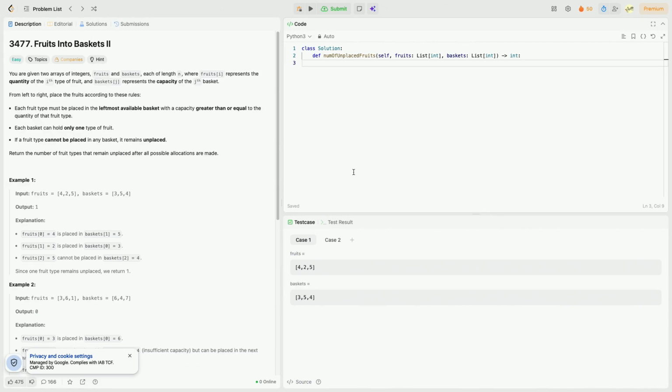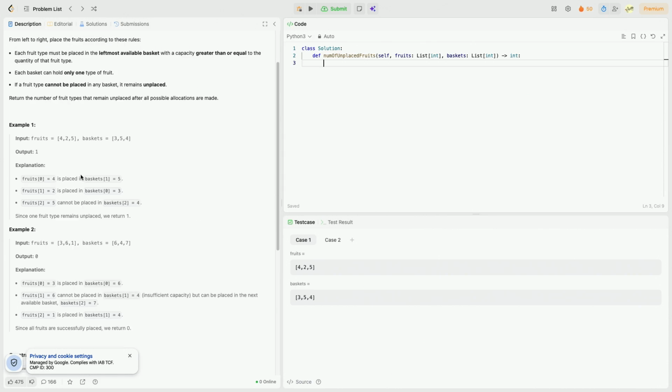Right. So I'm thinking right now we just need a linear pass through the array and keep track of fruits that we place and cannot place. Yeah, that's probably what we have to do. Well, let's look at an example here. Fruits is 4, 2, and 5, for fruit types 0, 1, and 2. And our baskets have capacities of 3, 5, and 4.